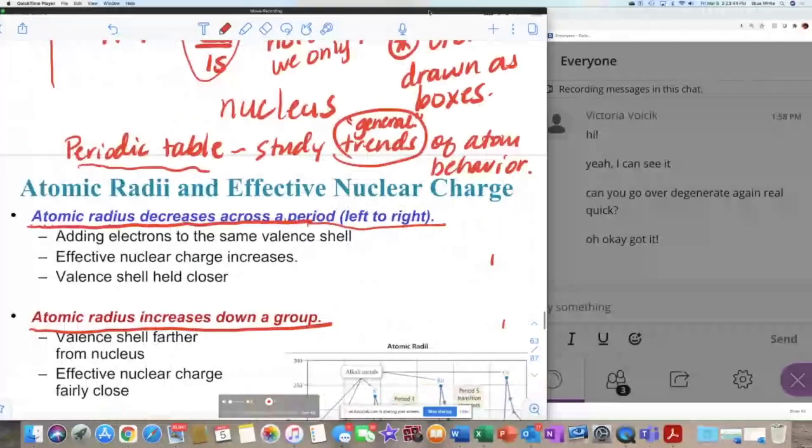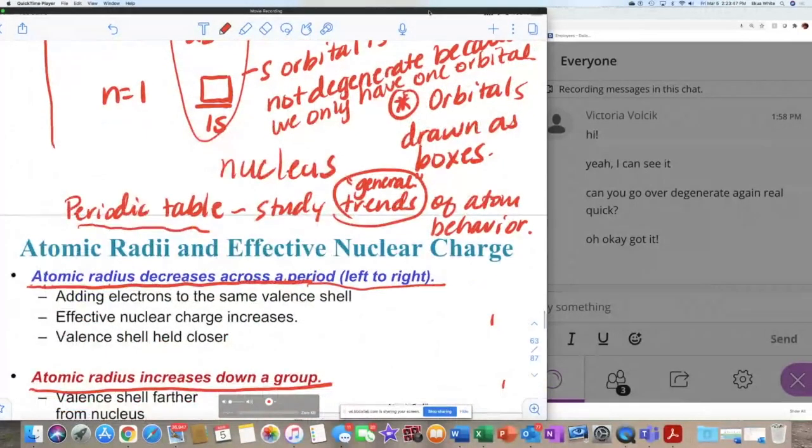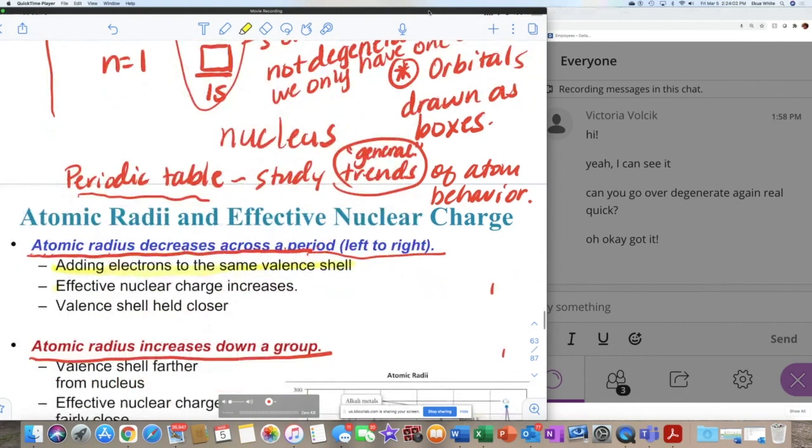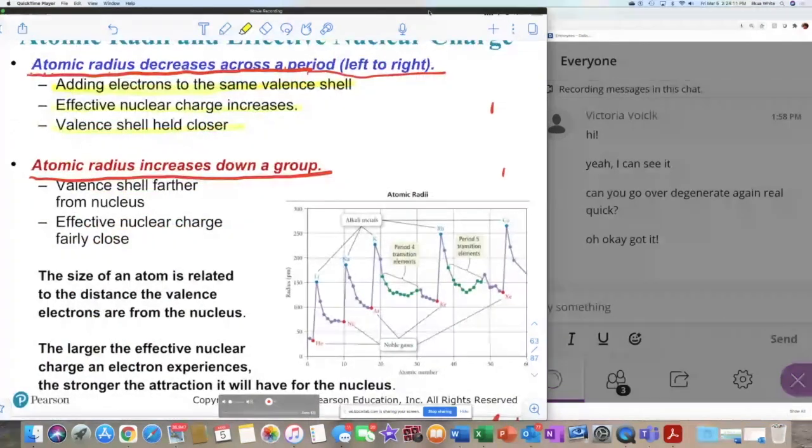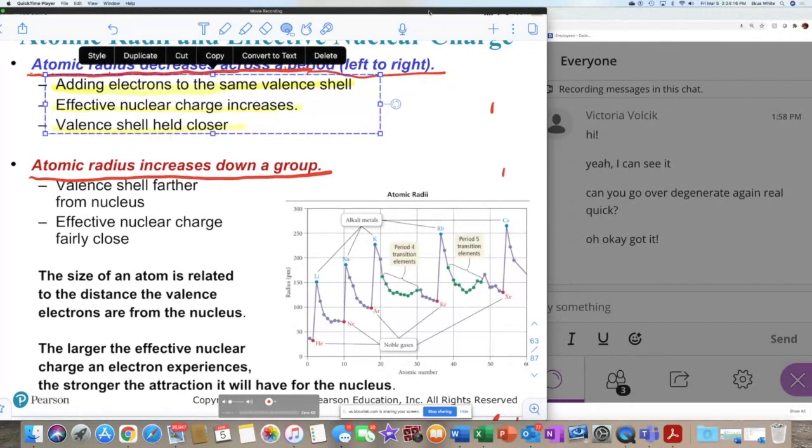Okay. Now, why is the atom getting smaller when we go from left to right? We're going to be looking at the why. They tell us here, because apparently adding electrons to the same valence shell causes the size to get smaller. So these are the 3 bullet points that explain what's going on. Adding electrons to the same valence shell, okay. Effective nuclear charge increases, okay. Valence shell is held closer, okay. What does that mean exactly? Let's go ahead and examine these statements here. So we're going to take this to the next page and examine it.